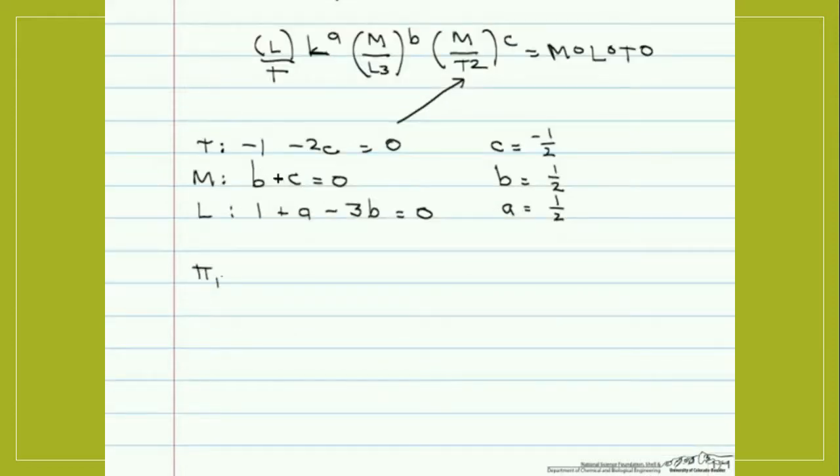And now when we look at what A is, which is represented by H, we see that's to the positive one half. So that's the square root of H. When we look at B, that's to the positive one half. So that's rho divided by the square root of sigma. Again, because it's negative one half.